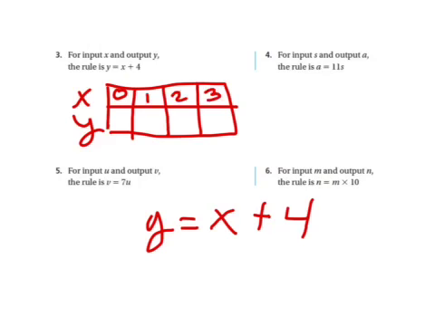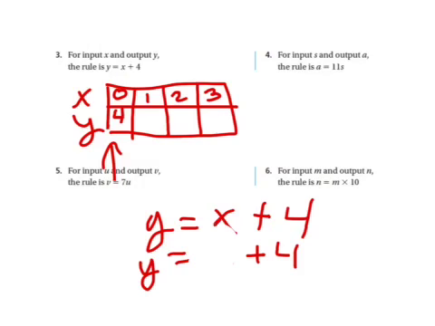Very easy to calculate. And then I just replace my input with these. I replace x with these inputs, and then I get my output. So I replace x. First, I replace x with 0. That's my first input. Then I have y equals 0 plus 4. And that gives me 4. Very simple. I like 0 as an input.